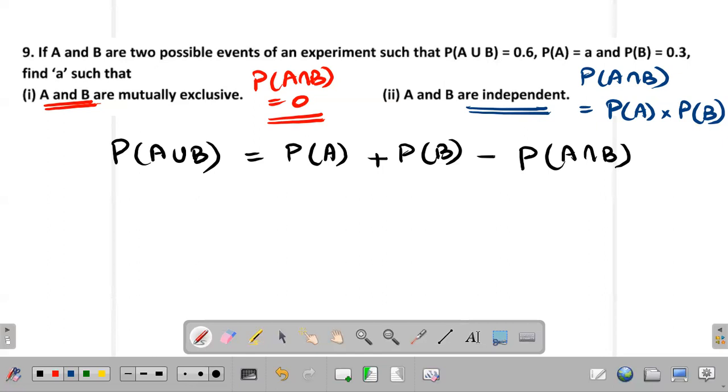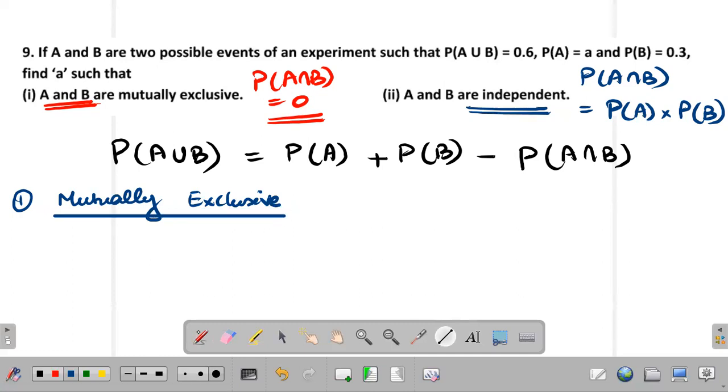Same way, P of A intersection B is equal to P of A into P of B when the events are independent. Now, coming back to our question, the first part, we are considering the mutually exclusive scenario. Okay, when the events are mutually exclusive. Let us look at this scenario.